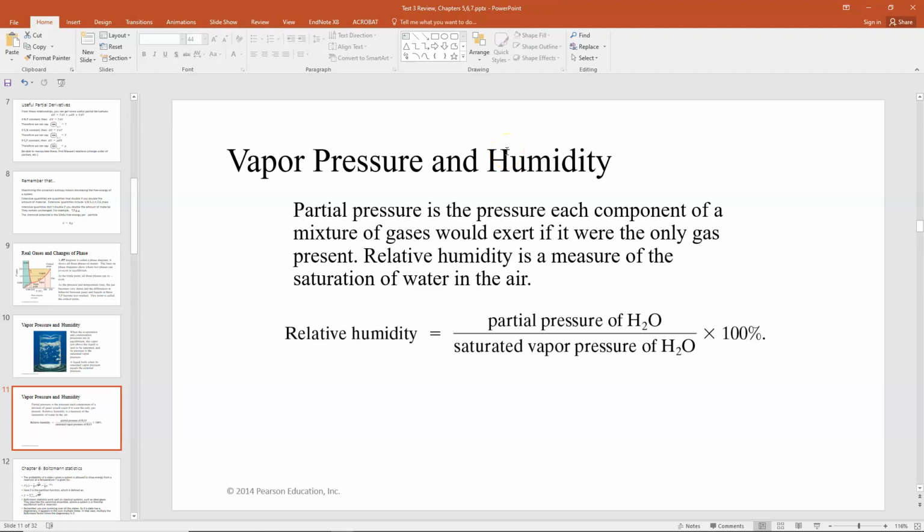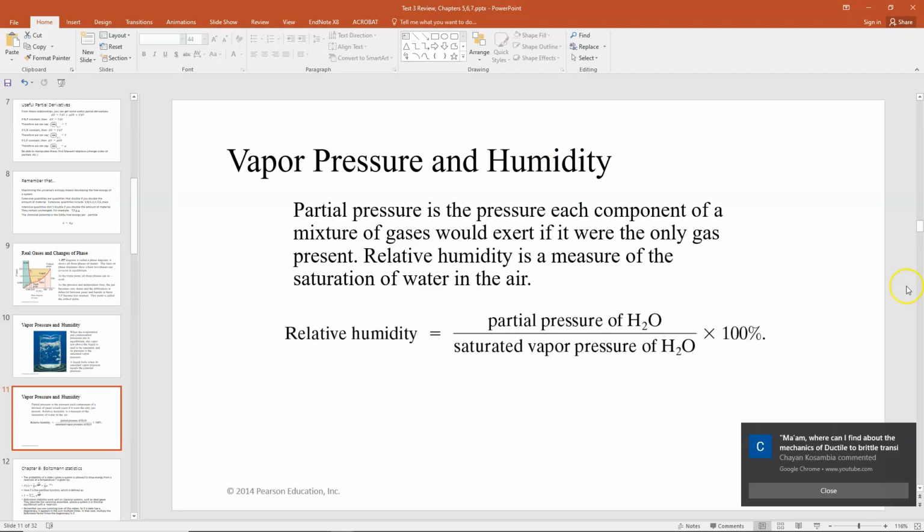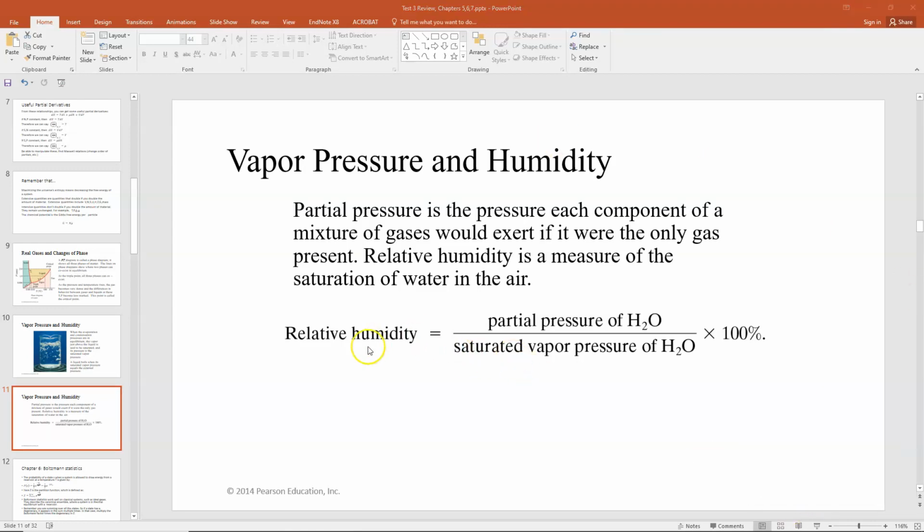Remember, the partial pressure is the pressure each component of a mixture of gases would exert if it were the only gas present. So, for example, in air, you've got about 80% nitrogen and about 20% oxygen and trace amounts of other things, but roughly that. So the partial pressure of nitrogen in air would be about 0.8, or 80%. You need to know that so that you can understand the formula for relative humidity.